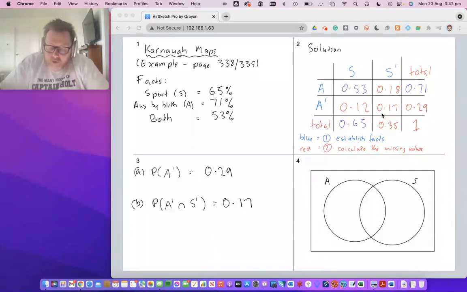Now, one last thing I wanted to do before I moved on is to show you that a Karnaugh map can be translated into a Venn diagram, and the reverse is true as well, although I won't go through it in this video.